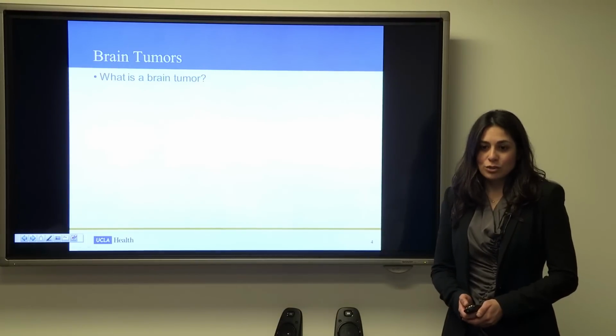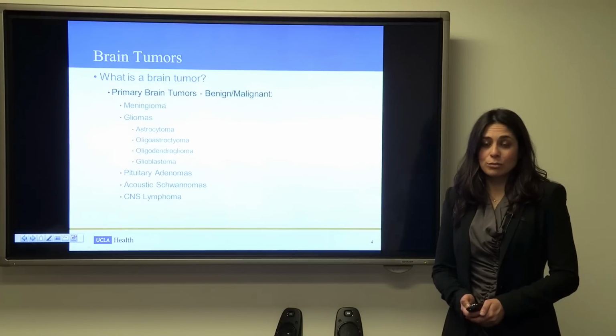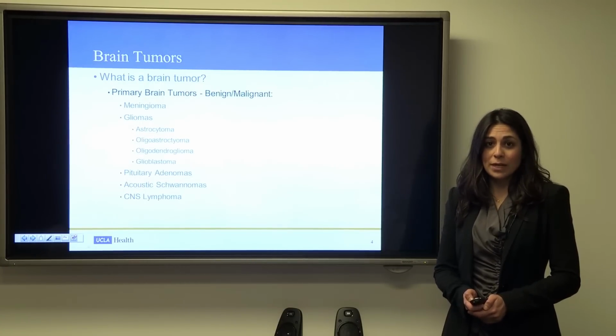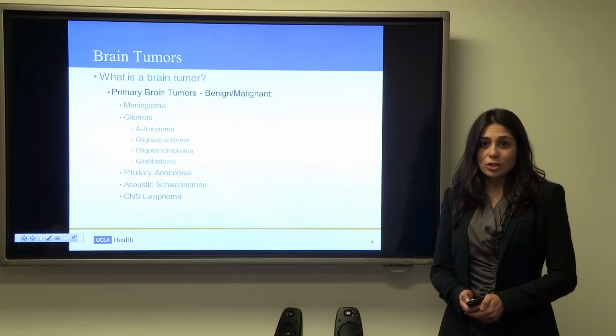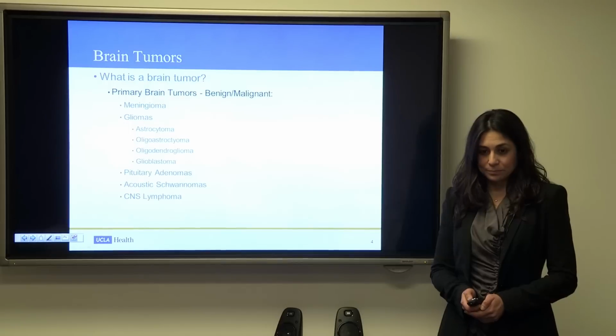So what is a brain tumor? There are primary brain tumors, meaning that they originated in the brain, and these consist of both benign and malignant tumors. They can be meningiomas, gliomas, which is a broad category that includes astrocytoma, oligoastrocytoma, oligodendroglioma, and glioblastoma. There are also pituitary adenomas, acoustic schwannomas, and CNS lymphoma, just to name a few.